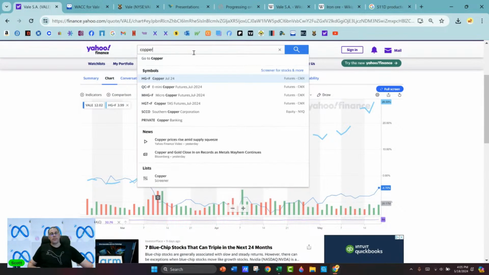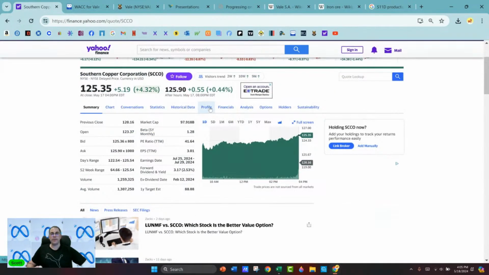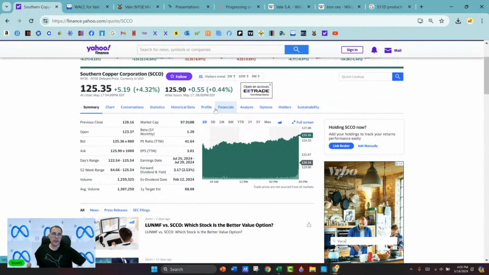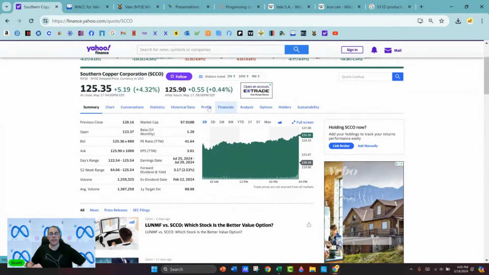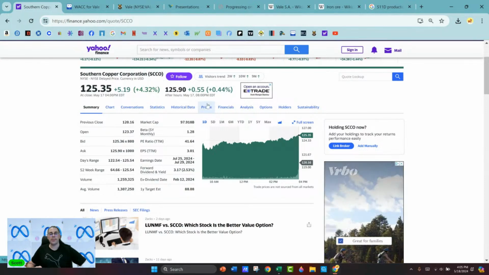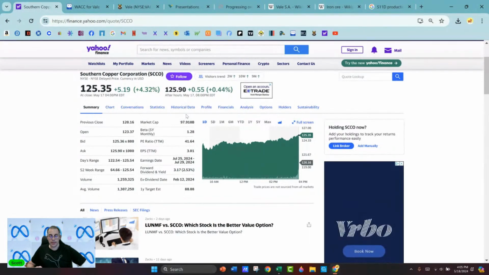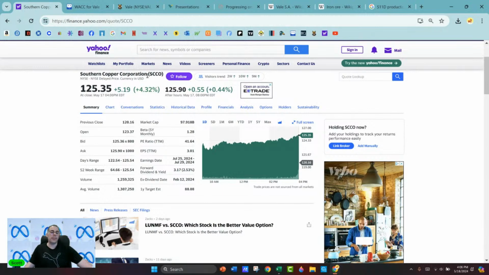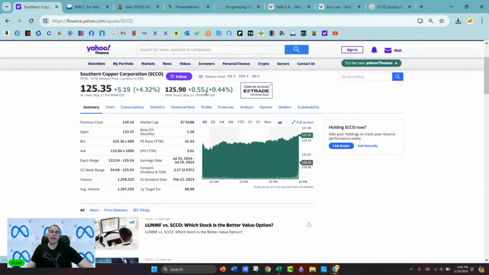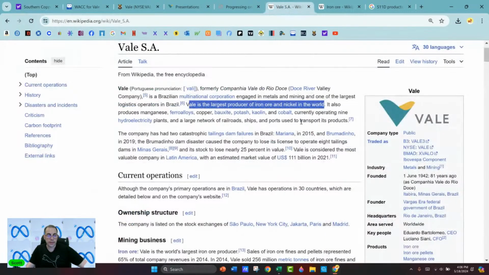What's the big one, Southern Copper Corp? That's probably the best company if you want exposure to copper. Definitely the best in the U.S., but I think probably the best in the world. I don't know if they're the biggest copper company in the world, but they're strictly copper. I mean, they do other commodities, but it's mostly copper. Where Vale is iron ore. They're really dependent on iron ore. That's their main one.